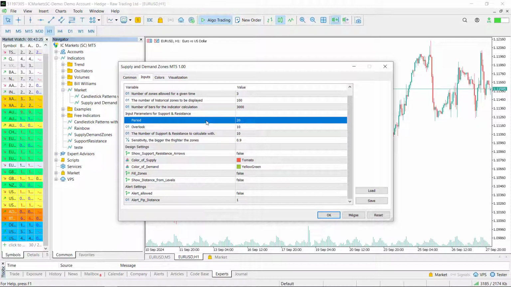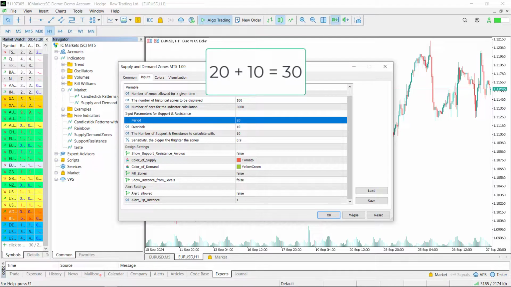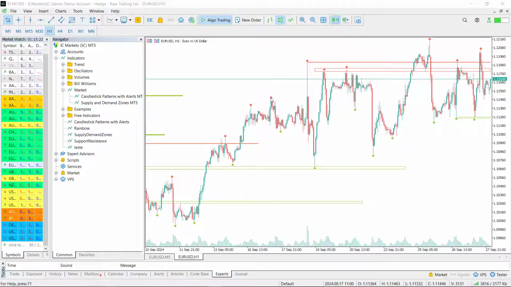calculated. If the highest high of the last 20 bars is the same as the highest high of the last 30 bars, a resistance level is there. You can tweak these to change how the indicator identifies these levels. Later on, these levels will be used to create supply and demand zones.